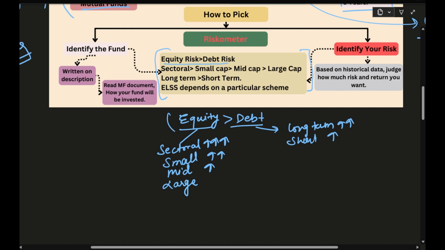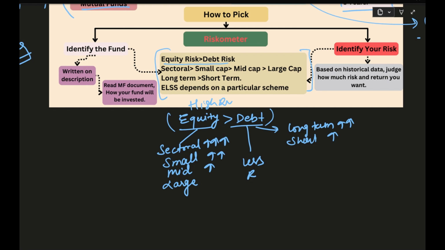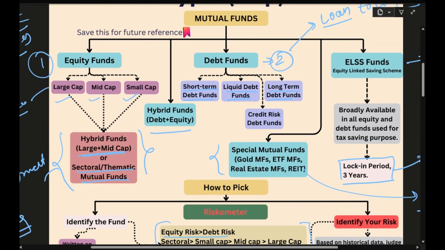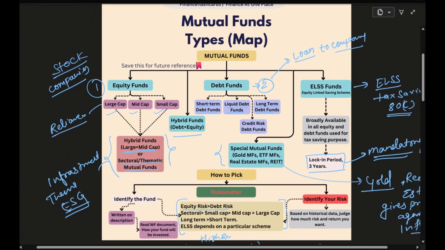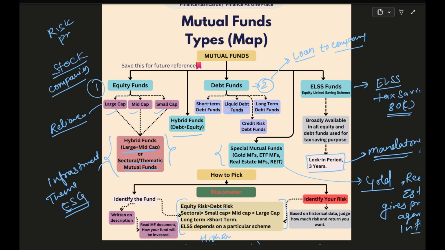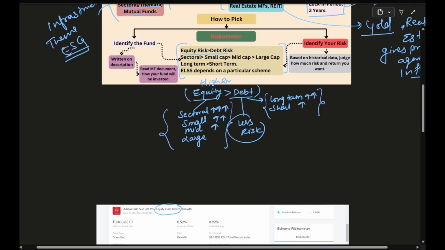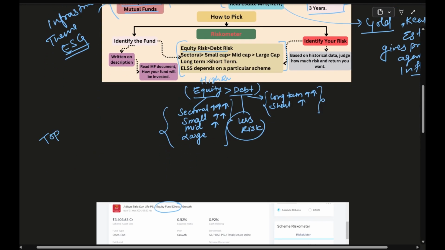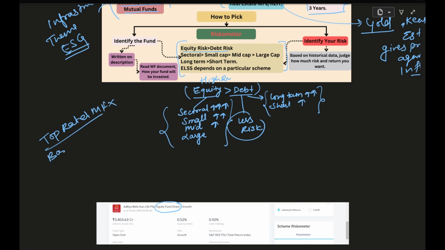So we remember that equity is always high risk and debt is less risky. And within equity, this will be the flow chart, and within debt this will be the flow chart. That's how you look at mutual funds when you want to pick something. Just remember this map, and always remember, based on your risk profile, pick a mutual fund. Do not pick a mutual fund just because it has been shown as top rated. You do not have to pick that. Do not pick a mutual fund based on historical return. That will be the worst thing to do.